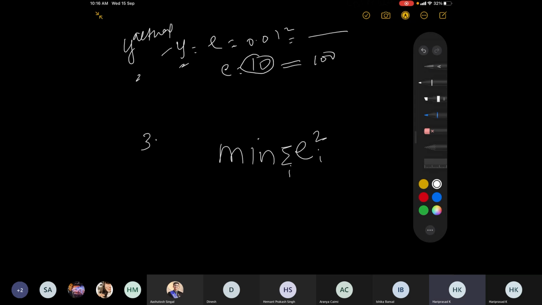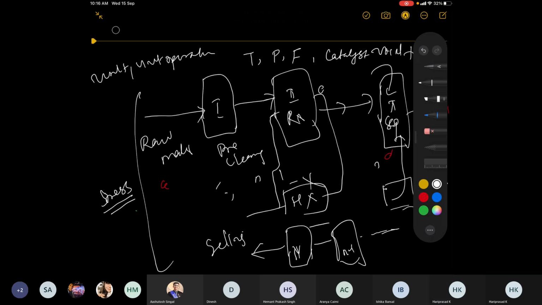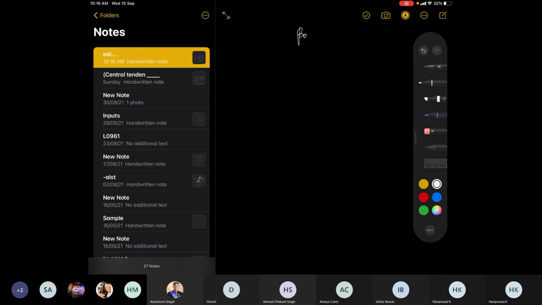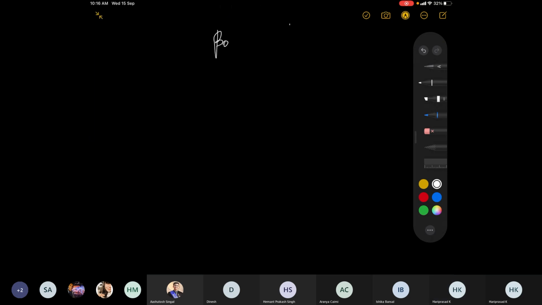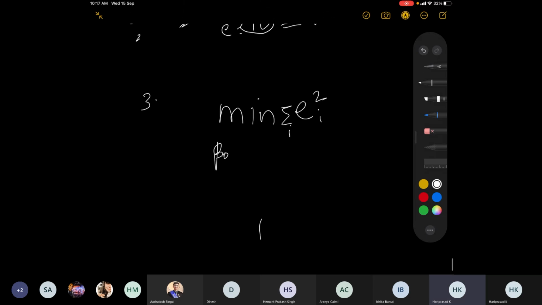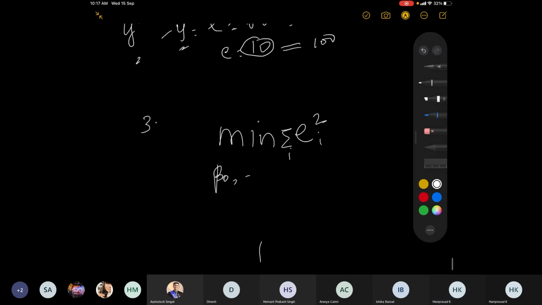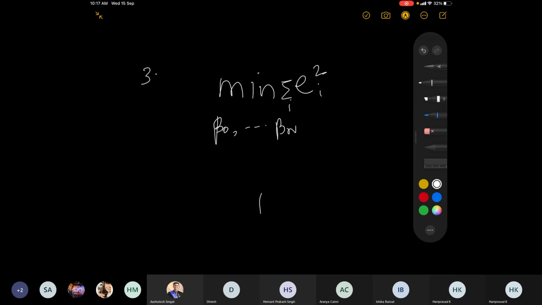And what is it that we need? The model parameters, starting from beta naught to beta n. So how do you do it? Typically, how do you minimize a function? Tell me. Equating the derivative to 0.